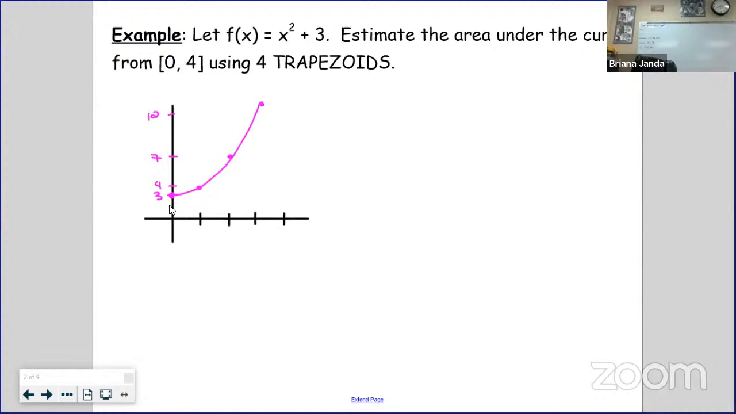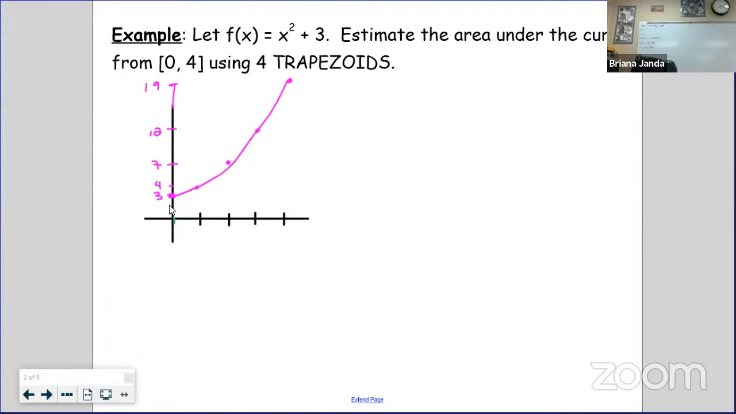When it says using 4 trapezoids, I was supposed to go from 0 to 4, wasn't I? And I only went from 0 to 3. Sorry, rewind. I need to add another point in there. 4 squared would be 16 plus 3, so 19 would be way up here. I really didn't give myself enough room. There we go.